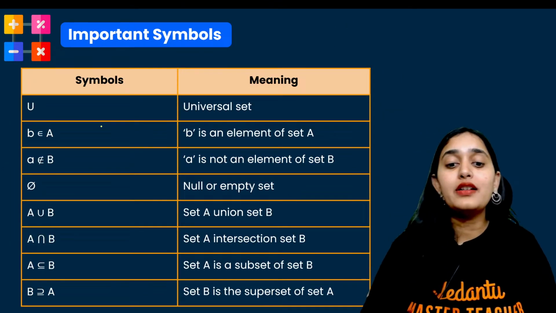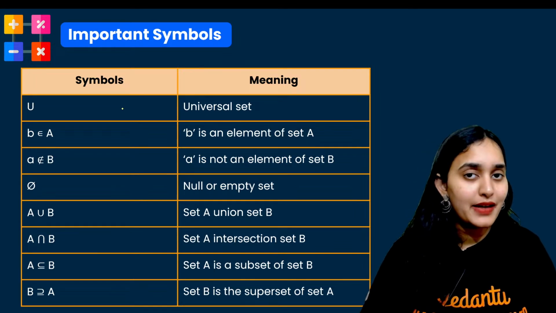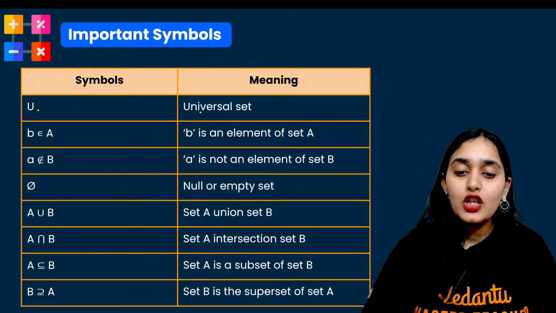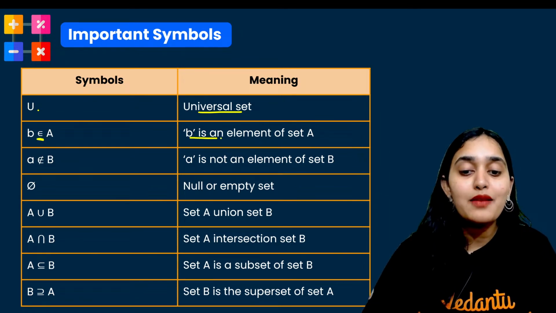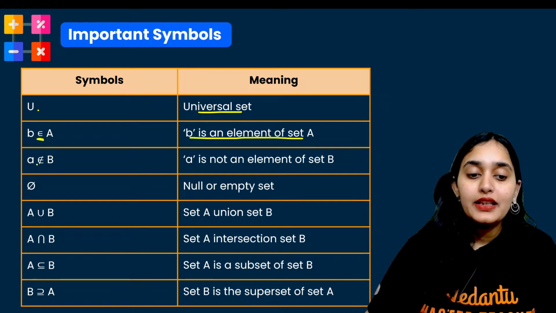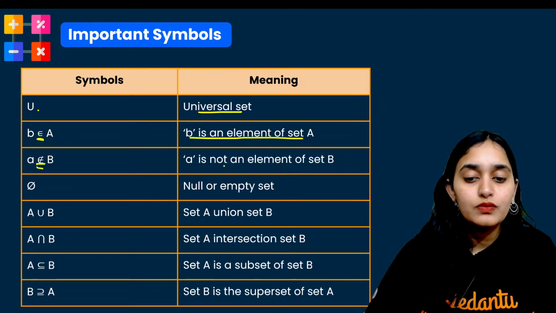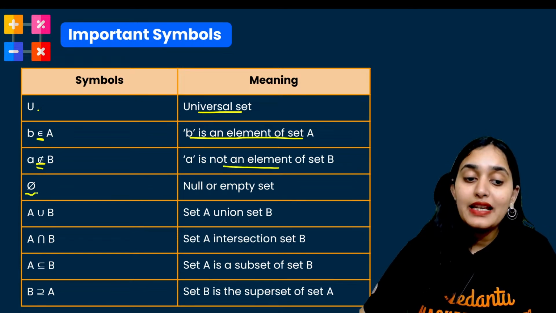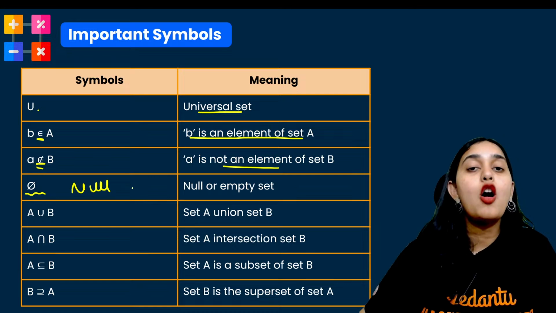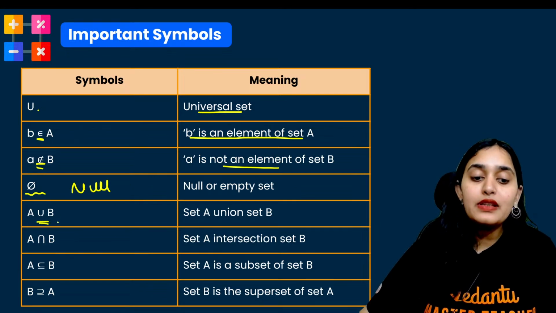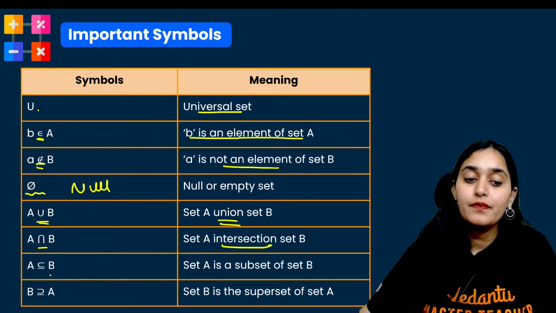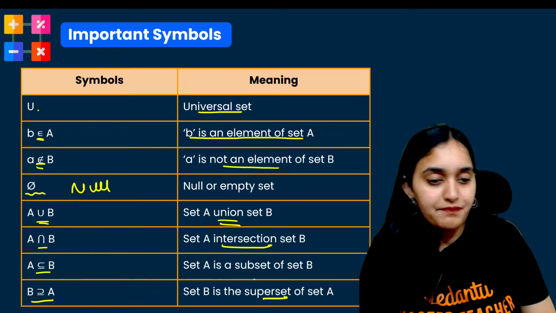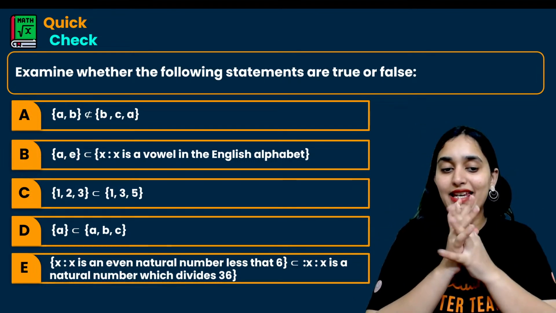Alright, here are some important symbols that you need to know which can come up in some questions. U means universal set. This symbol is basically belongs to. It says that B is an element of set A. This symbol means does not belong to, not an element of B. This symbol means null set or empty set. The U symbol means union. The inverse of union is intersection. This is subset. This is superset. We know already. Okay.